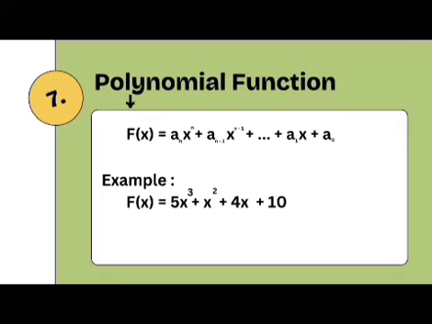Let's continue on to our seventh type of function, the polynomial function. Let's see the represented equation, where f(x) = a_n x^n + a_(n-1) x^(n-1) + and so on, plus a_1 x + a_0. For example, f(x) = 5x³ + x² + 4x + 10.